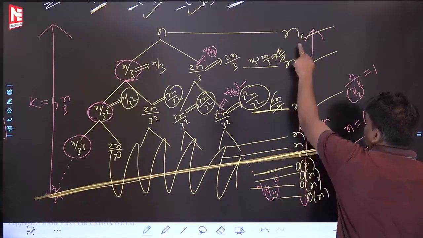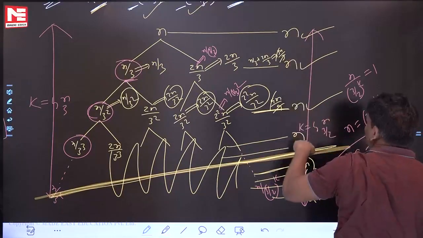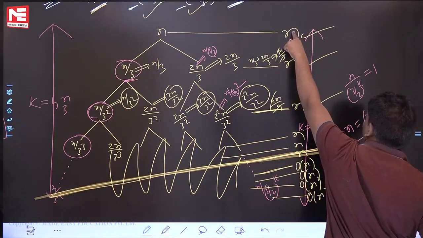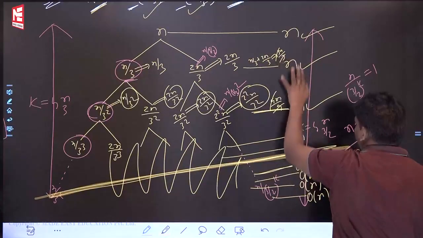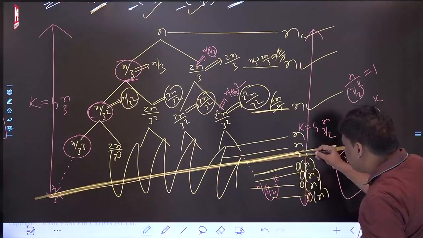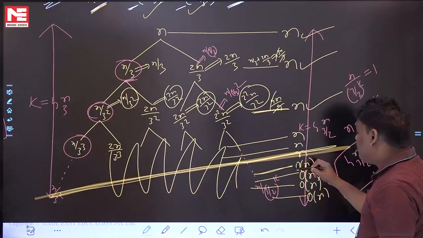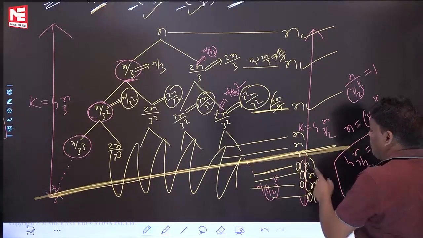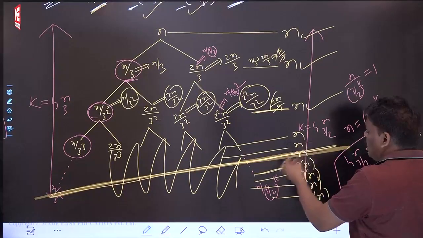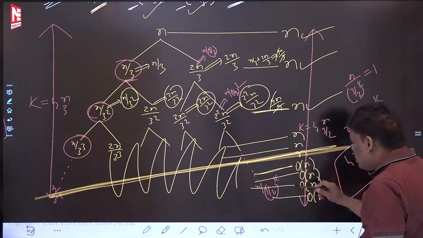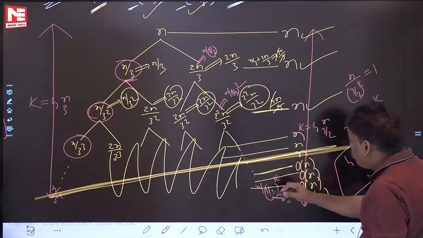Until here, see this one, there is no big O, there is no omega, because every level is exactly n. But after this, it is less than n, because some people are missing, and that is the upper bound n I have written. Upper bound is n means what? The actual answer is either n or less than n. What is the next level? Upper bound is n, because some more people are missing.